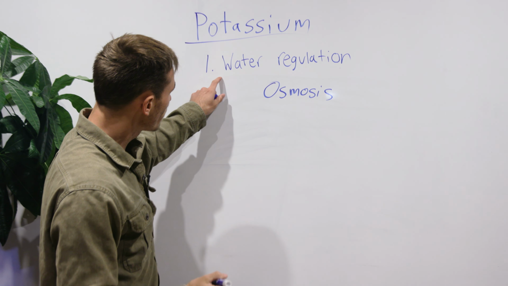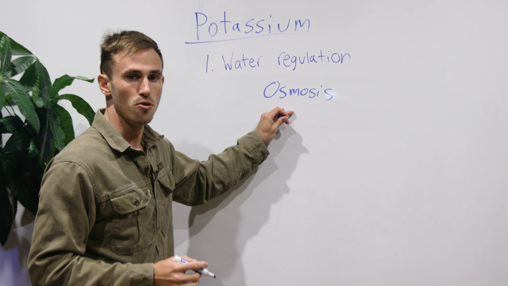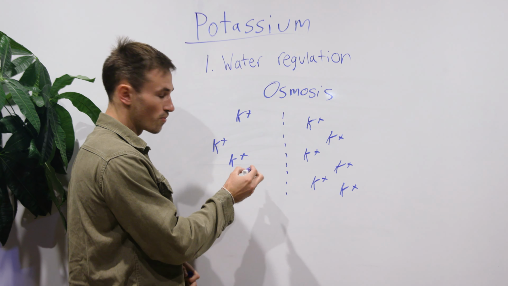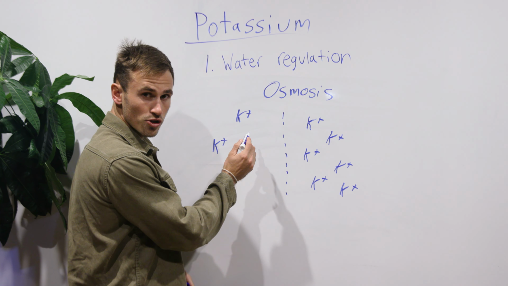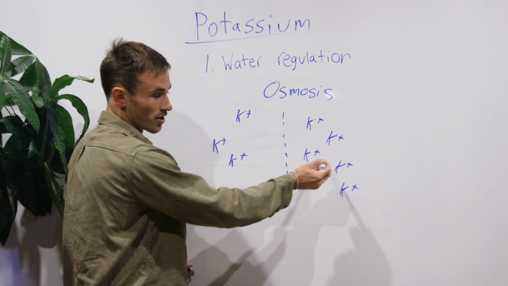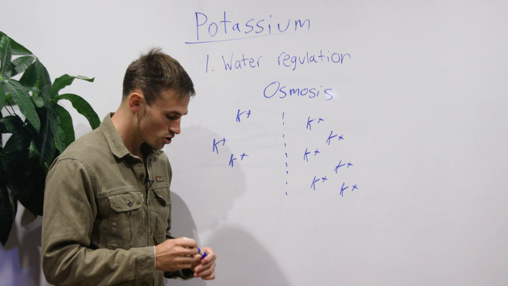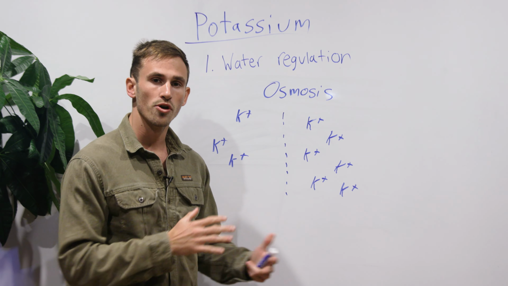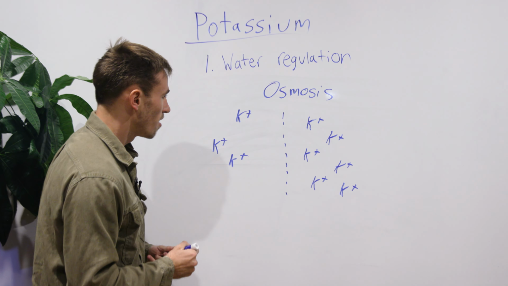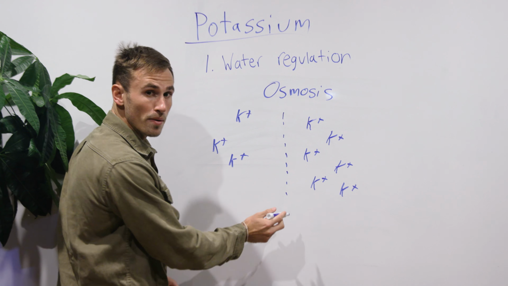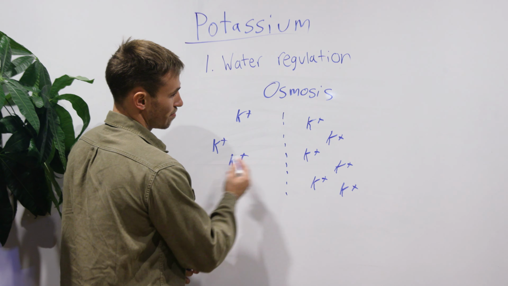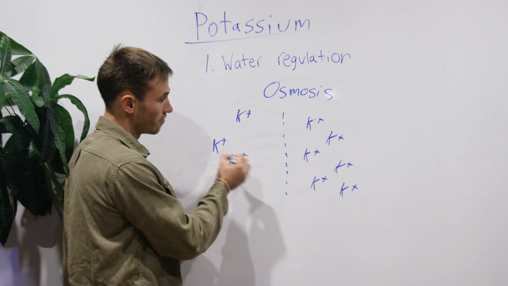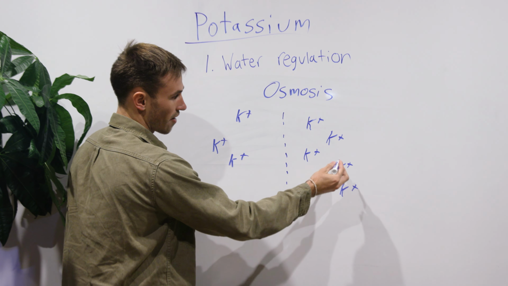So first, with water regulation, we're going to be talking about osmosis. The concept of osmosis is when water moves from an area with a lower concentration of ions to an area with higher concentration of ions. And potassium is generally going to be the ion that controls how water moves. So here we have a semi-permeable membrane, so water can pass through it. And water is always going to be pulled from this area of low ions to this area of high ions.